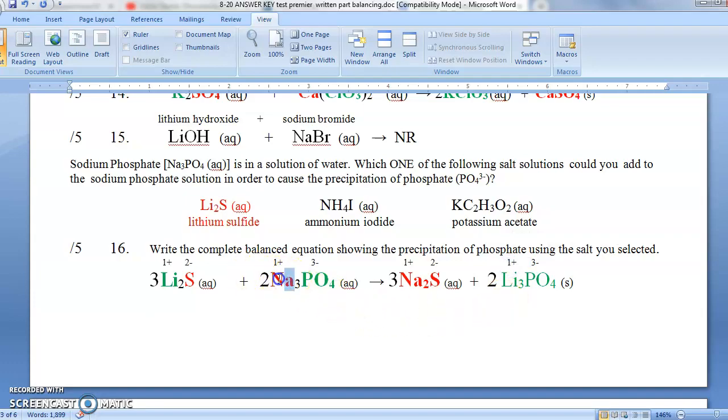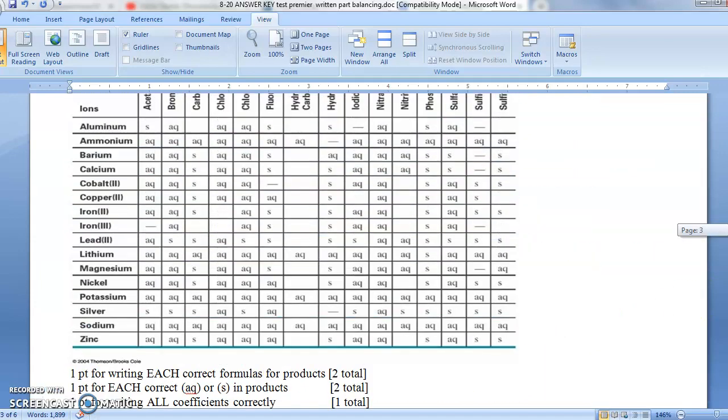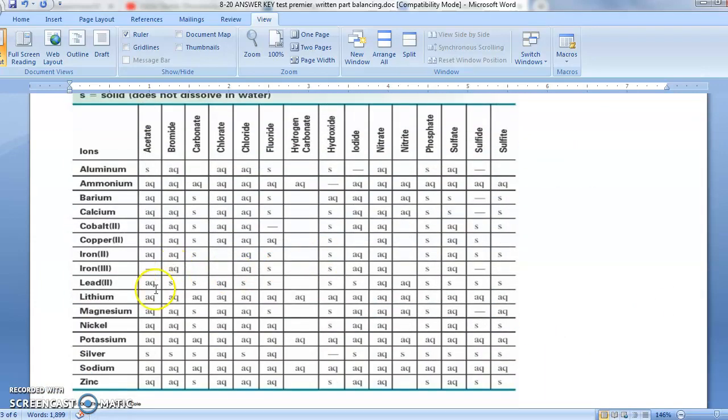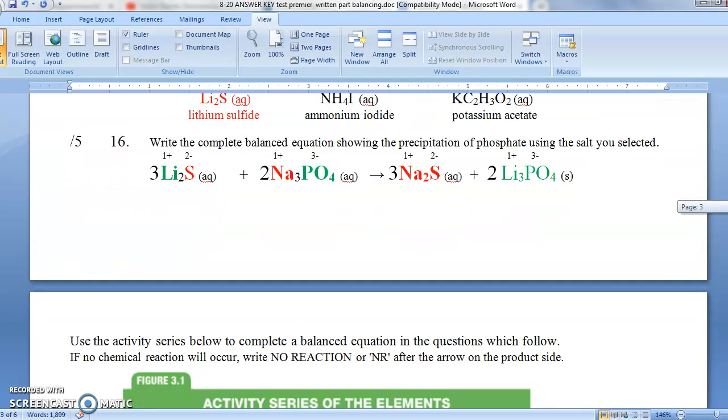Now, what happens when the sodium, the first thing here, ends up with the second thing here? Sodium and lithium traded places. What's going to happen there? Sulfide, as we mentioned, is 2 minus. Sodium still 1 plus, crisscross, Na2S. Will that precipitate from solution? We find lithium, we go over to the sulfide column. There's the sulfide column. That will remain in solution. It will not precipitate out.